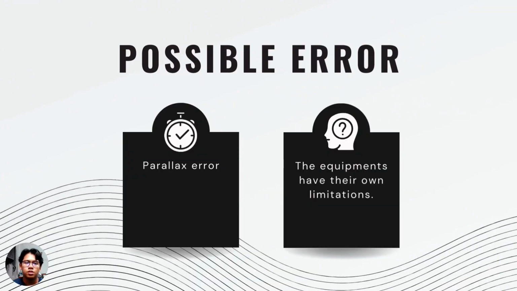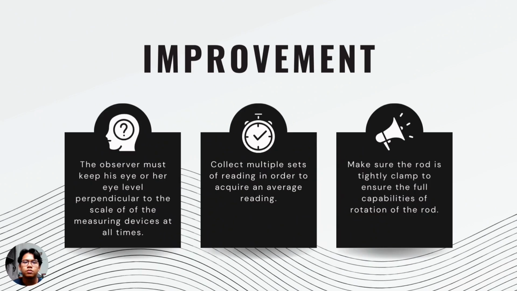For possible errors, we have parallax error, and the equipment has its own limitations. For the improvement, the observer must keep his or her eye level perpendicular to the scale of the measuring devices at all times. Collect multiple sets of readings in order to acquire an average reading. Make sure the rod is tightly clamped to ensure the full capabilities of the rotation of the rod.